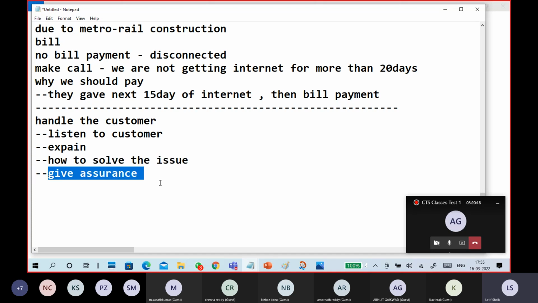Give assurance. Assurance is different. Guarantee is different. Guarantee is like that: it should happen. Partially done, if it does not happen, it bounces back. You tell me. Nothing, sir. Okay. So assurance means yes, the problem will be solved. So don't worry.